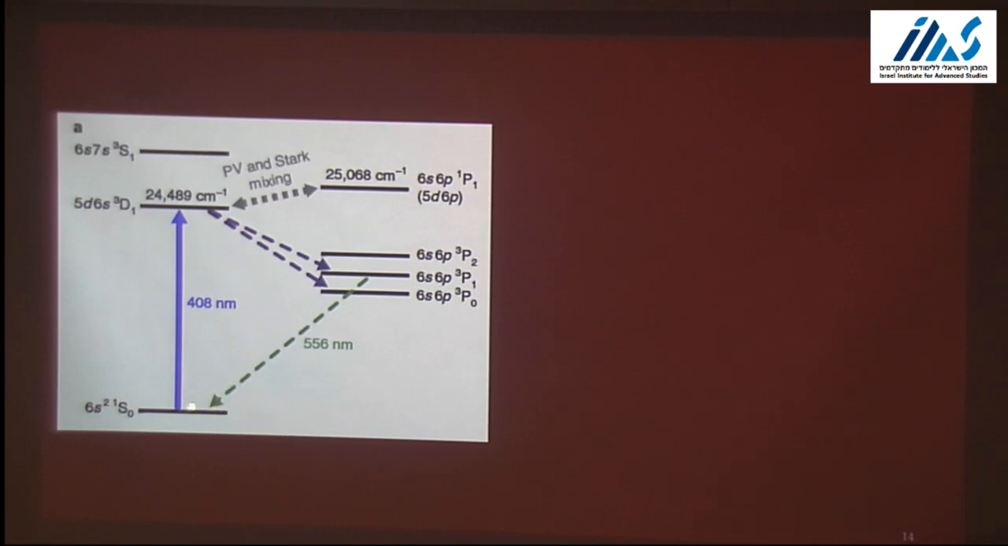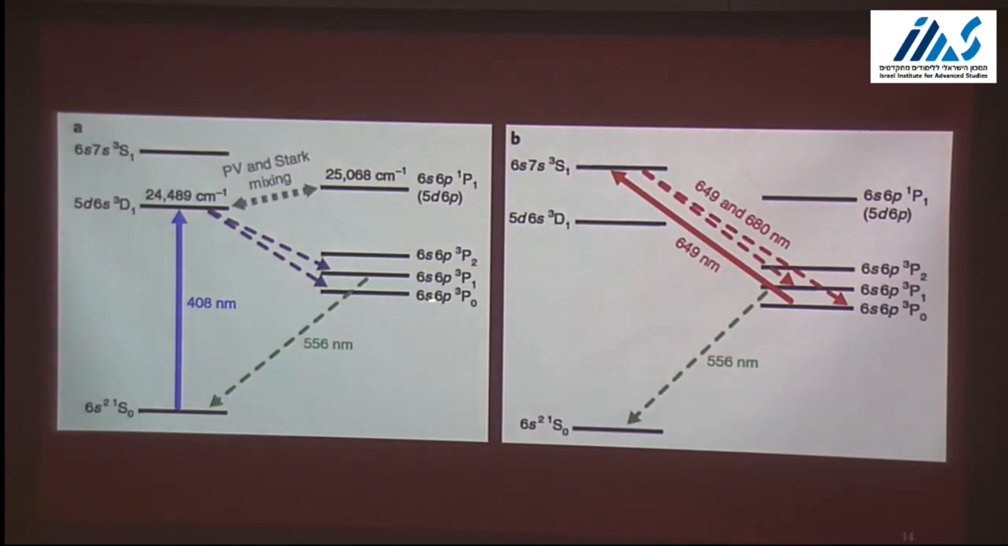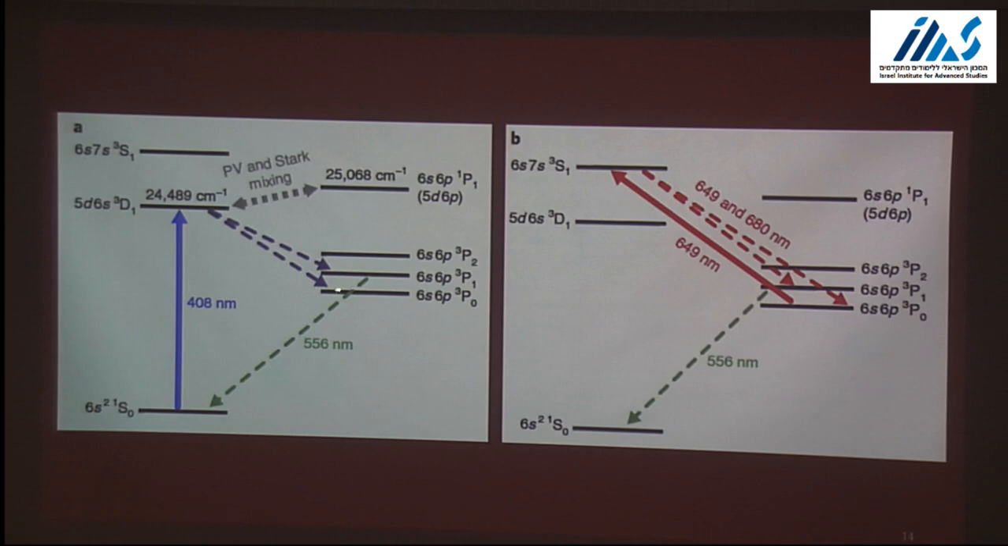So this happens to be a strongly forbidden transition, and like I said, we are exciting it with a laser at 408 nanometers, and we also have the external fields applied for Stark mixing and to resolve the Zeeman components. So after the atoms are excited to this state, they spontaneously decay into this triplet P manifold, and we can either observe this 556 nanometer light directly, or we can take most of the atoms that decay into this metastable triplet P0 state.